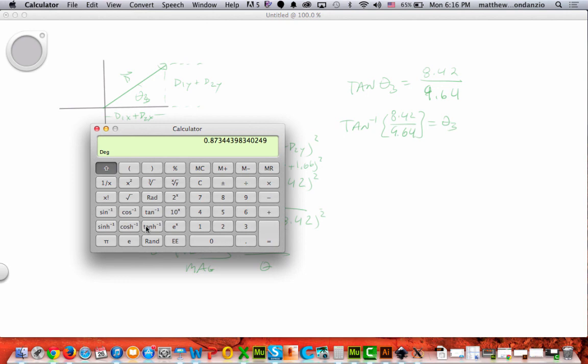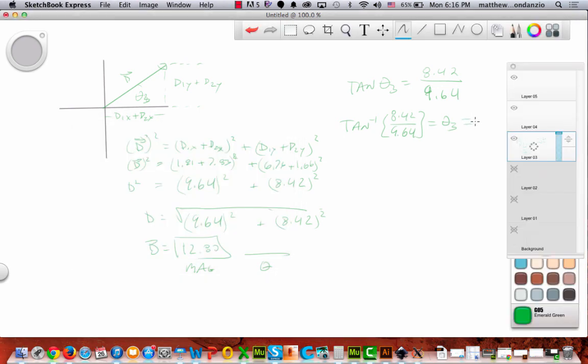I have to do my shift, so I can say inverse tangent, not hyperbolic, but regular tangent. Boom. That means our theta 3 is equal to 41.12 degrees. So our total vector for D is 12.80 length, and let's say it's meters, at an angle of 41.12 degrees from the x-axis. And that's essentially how we do that problem.